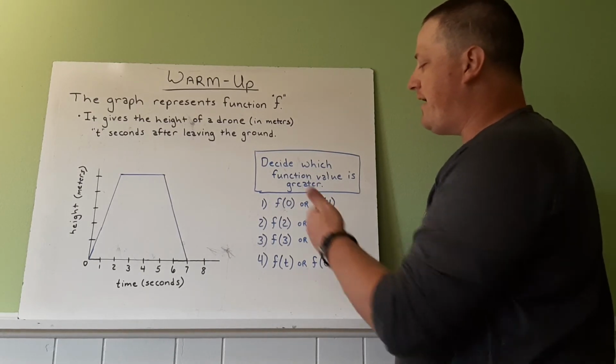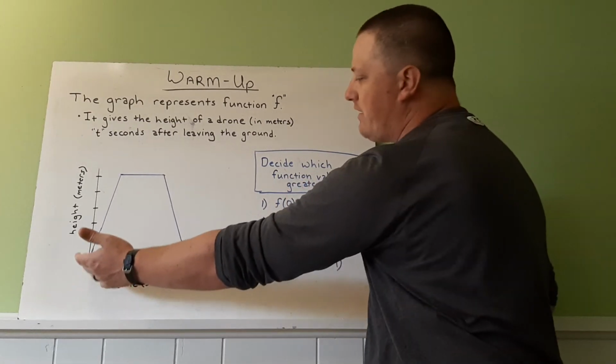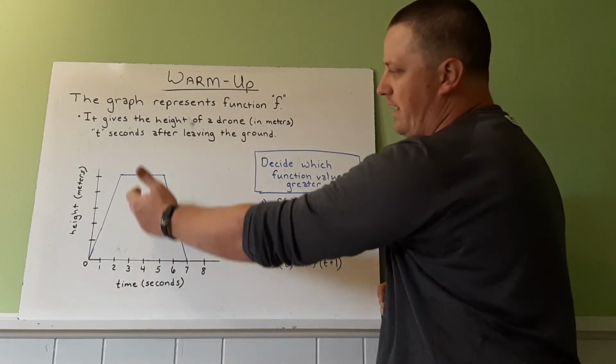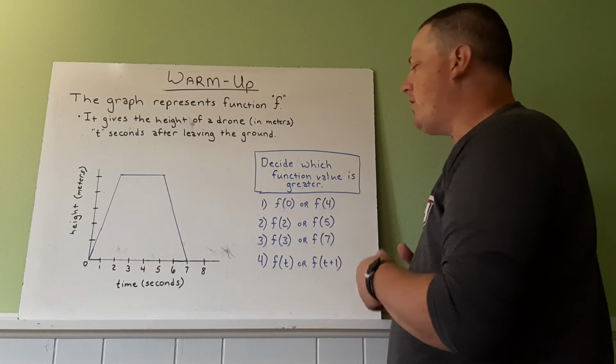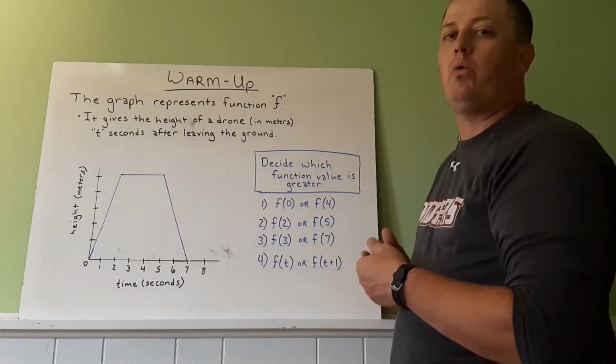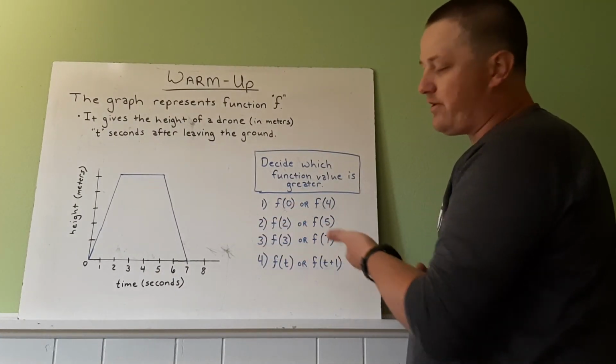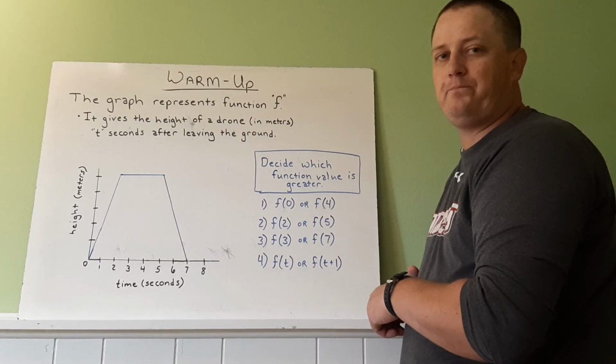So we're going to compare f of 0. So if we go to 0, looks like it's down there, to f of 4. We go to 4 and go to where it is. I want to know which function value would be greater. Would f of 0 or f of 4 be greater? And then you do the same thing for the other 3 situations.